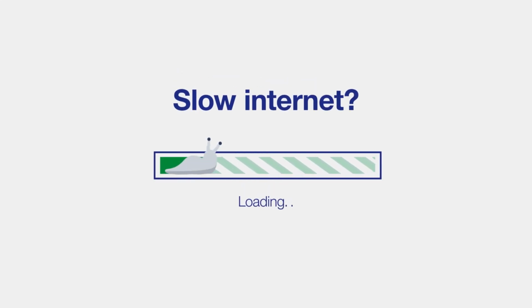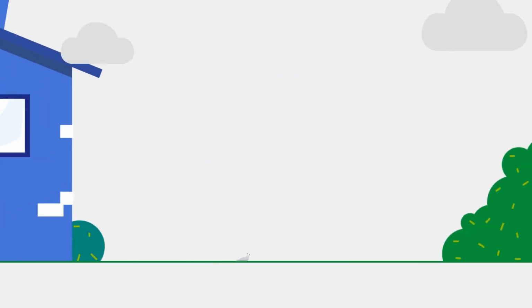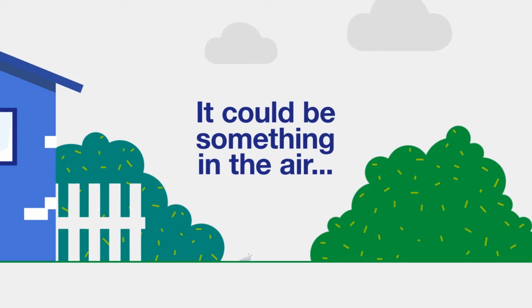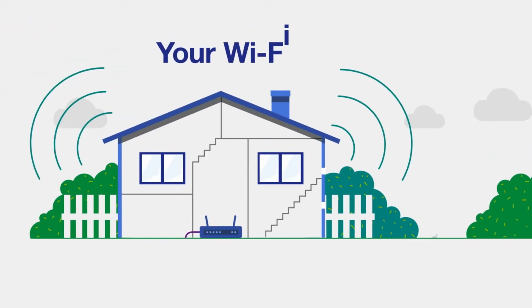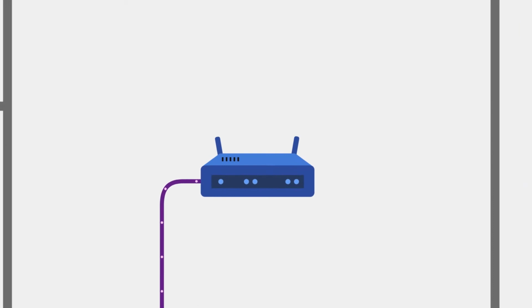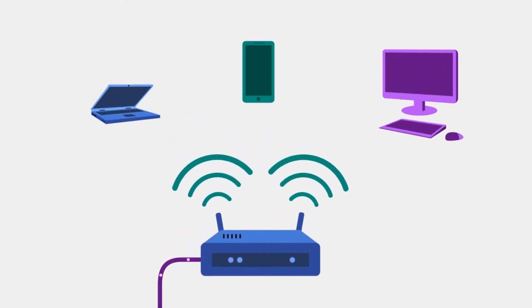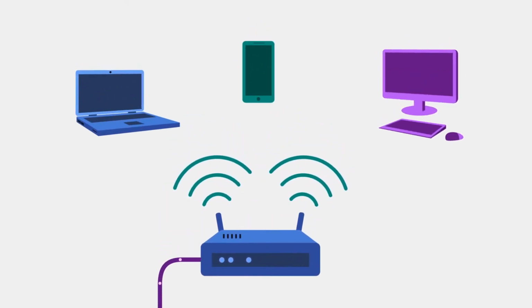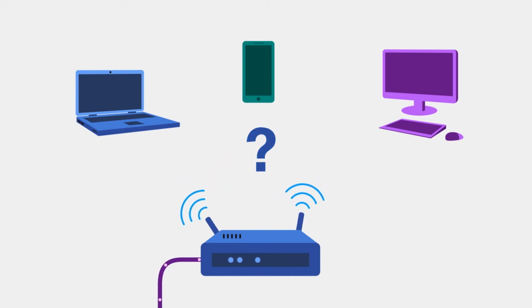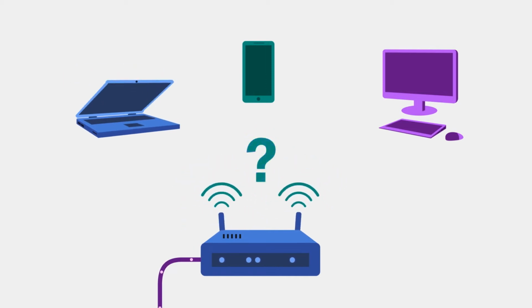Is your internet sluggish? It could be something in the air. Your Wi-Fi. Your Wi-Fi router pushes the internet signal from your modem to your devices. For the best connection, your router needs to use the right type of Wi-Fi with the correct setup.